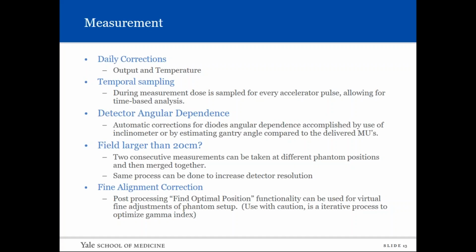Couple things I should add. If your field size is greater than 20 cm, which is the length of the arrays, you can run 2 shifted measurements and the software automatically merges them together. And by this same process, you can increase the resolution in that central region to 2.5 millimeters, which for diode or ion arrays is quite small.